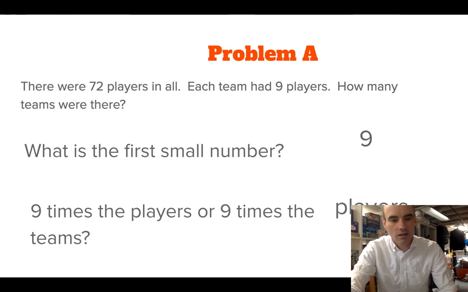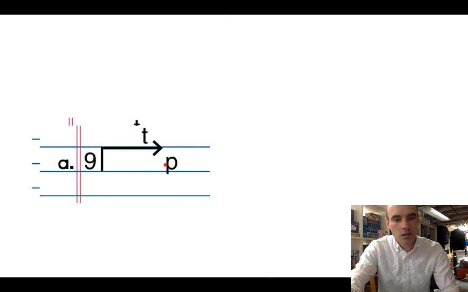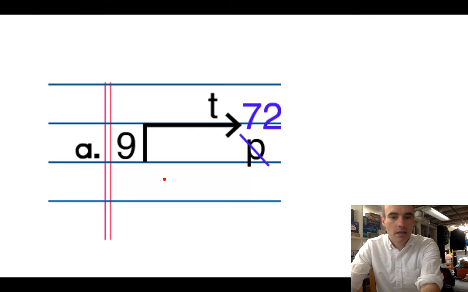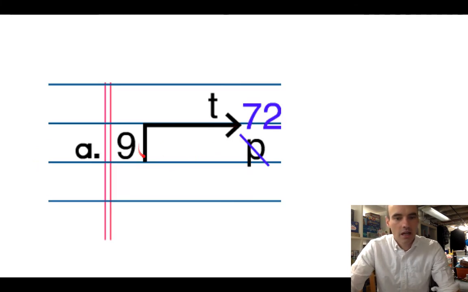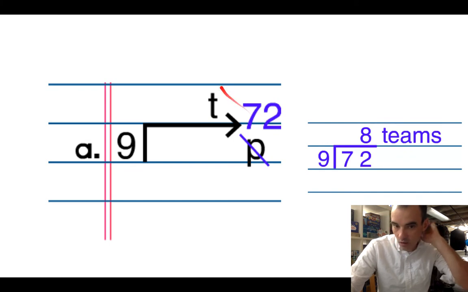So let's take a look at what that looks like. We have 9 times T gives us P. If you go back, there were 72 players in all, so we can cross out the P and write 72. Now we know this is a division question. 72 divided by 9 will tell us our answer. Take your time. 72 divided by 9 is 8. So there are 8 teams overall. Remember, our each number, our in all number, division told us our teams.